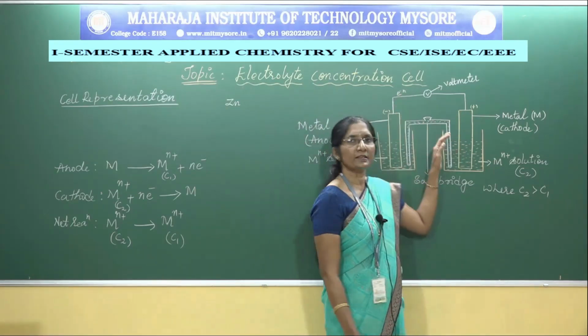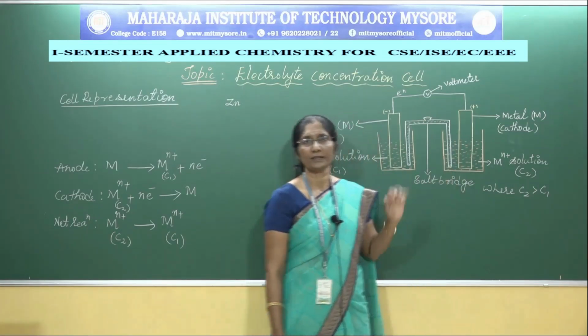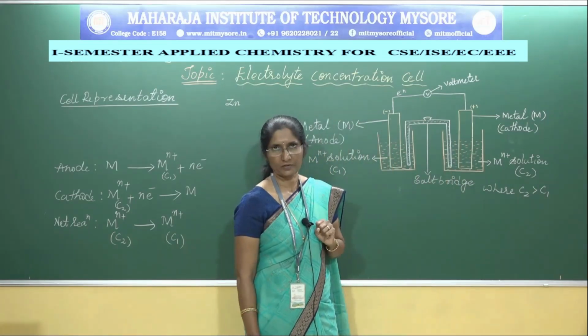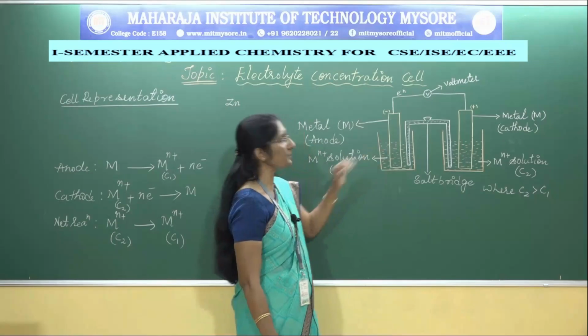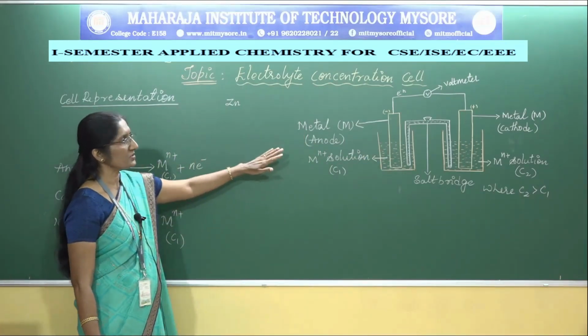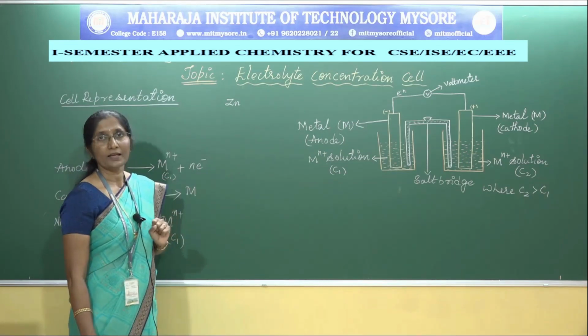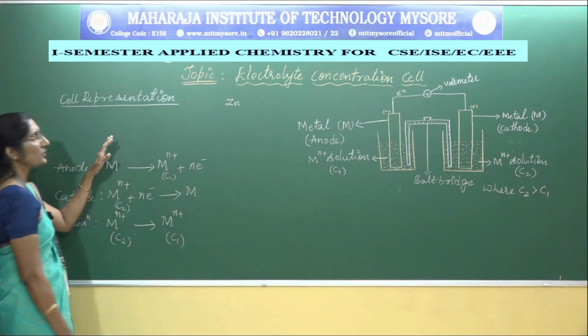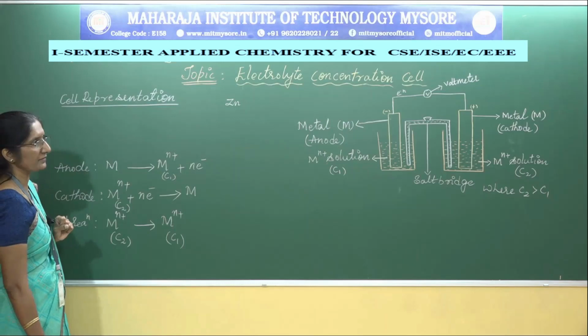So, thereby it develops some potential in this type of electrolyte concentration cell. Then how to represent this electrolyte concentration cell? I already mentioned that it is an example for a galvanic cell. So, therefore, the general representation of a galvanic cell.